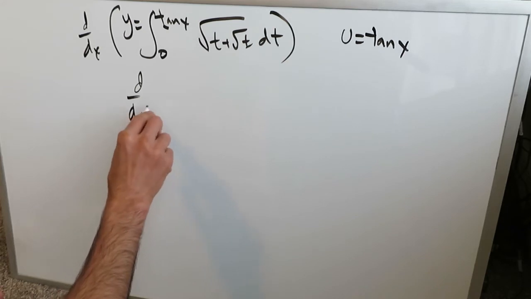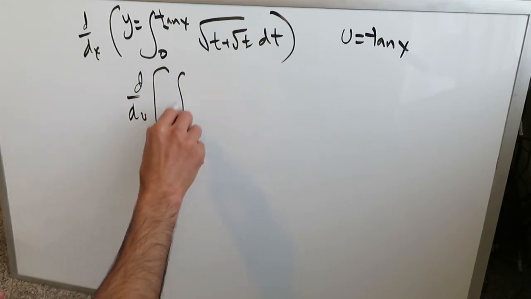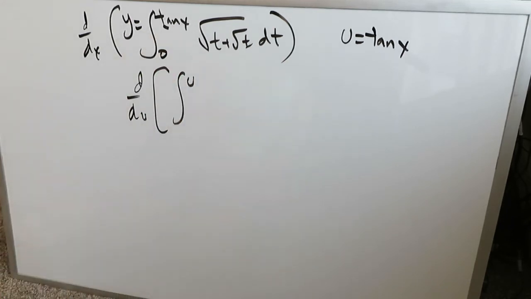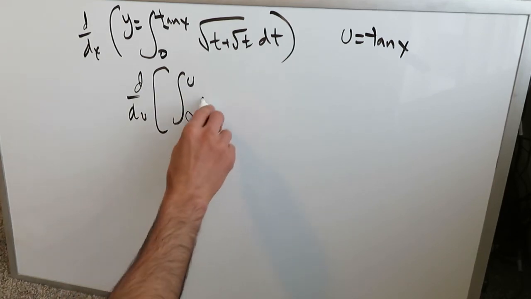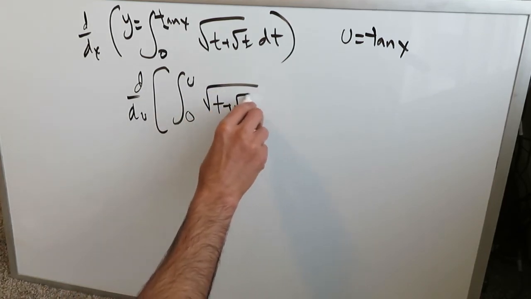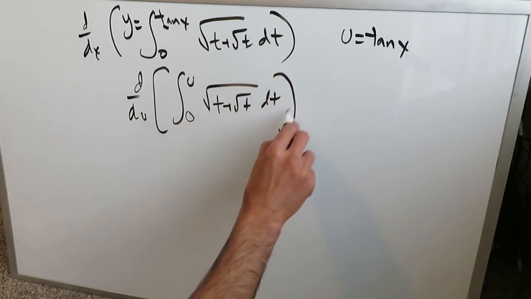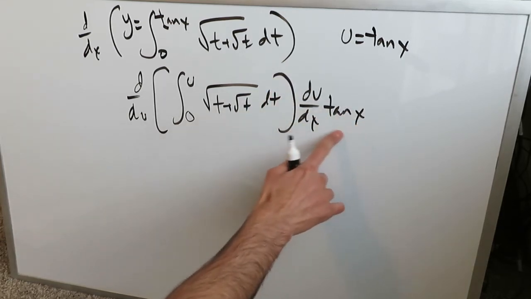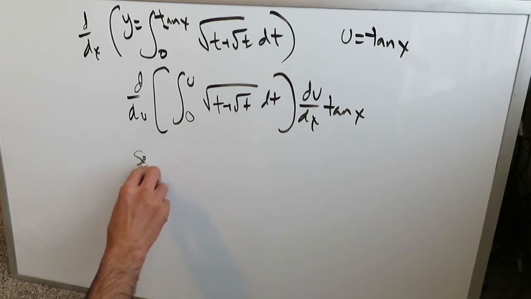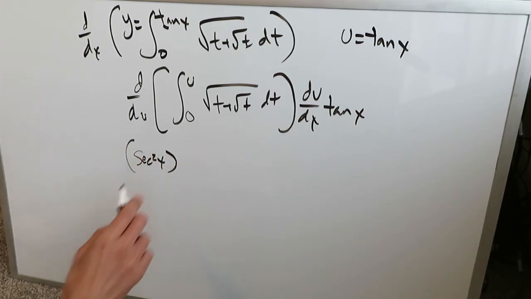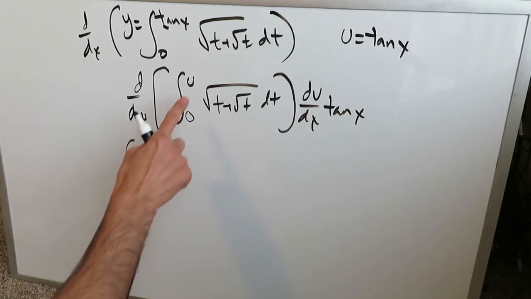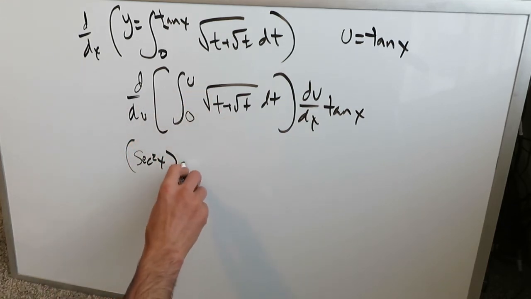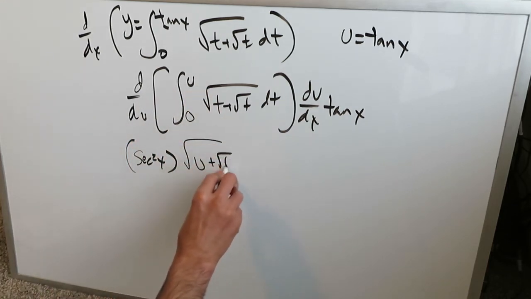d over du, and you have to substitute u in place of this tan x, because that's the substitution. Upper limit, lower limit, you still write t plus root t, because these things will get substituted, and then du over dx, tan x. Look over here. The derivative of tan x is secant square x. You know that from the derivative videos. All you gotta do is substitute u over here. You'll get u plus root u.